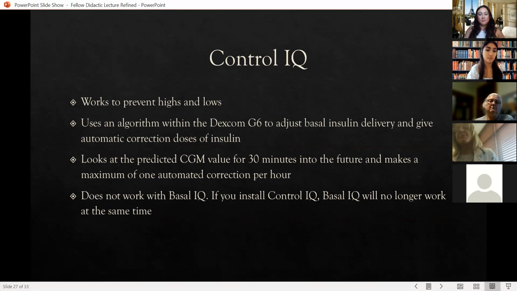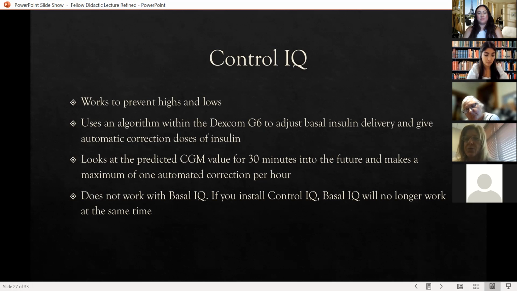Control IQ is basically, but it's not, but it is basically auto mode. So both of these companies kind of crack me up because we'll use the word auto mode, and the Tandem company is like Control IQ, but it is very similar. They have a delivery system that does automatic corrections if you're going high. The difference is that manual mode and Medtronic gives microboluses. Control IQ is giving boluses due to rises.